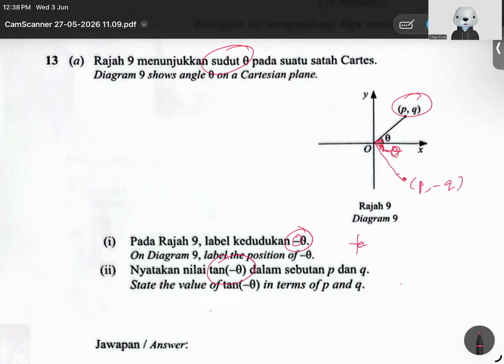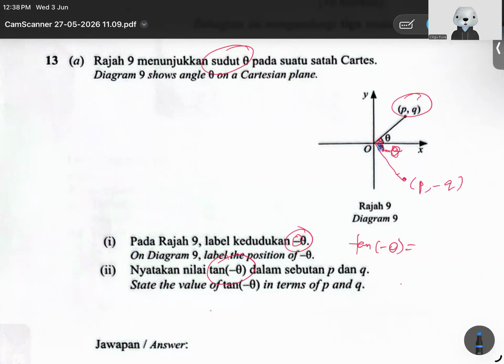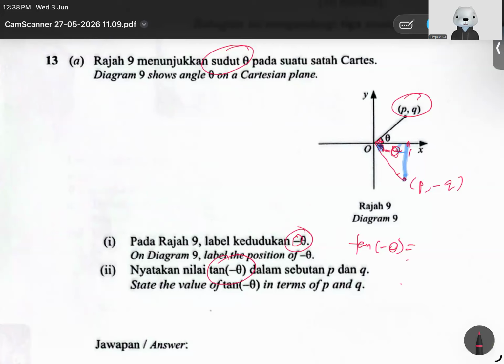Okay, tangent negative theta. Now, we know that negative theta refers to its position, so theta is here. I'll teach you two methods. The first method, the one I used to do, is to make it a right angle triangle. The coordinate P means the distance here, the length, is P, and here will be negative Q, so this length will be Q.